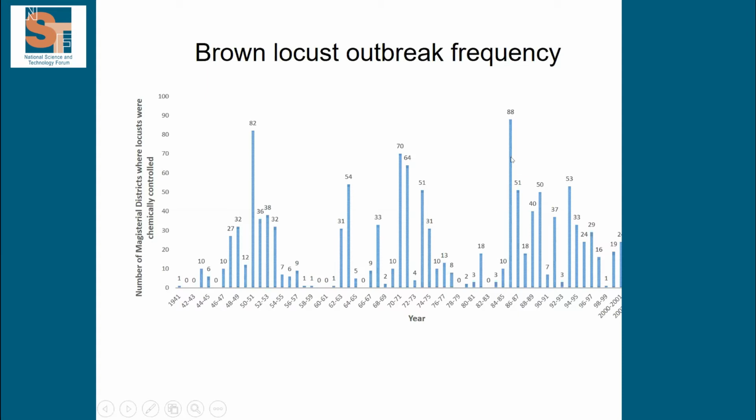In 1985, we worked out the locusts invaded 88 magisterial districts. There were 175,000 hopper bands controlled in South Africa and 40,000 swarms. So this is a massive problem. And as you see, there are very few years when no outbreaks are recorded at all. So it's a perennial problem.